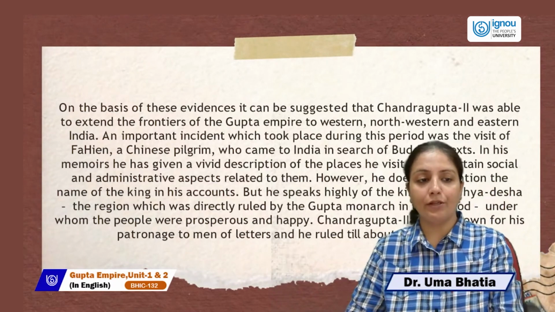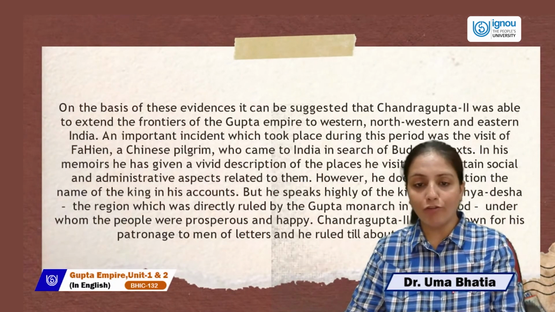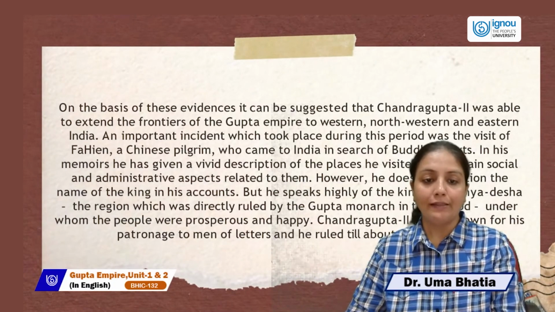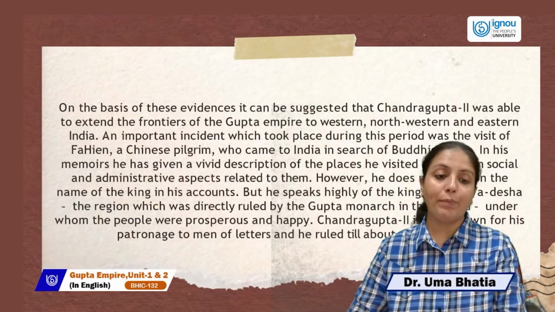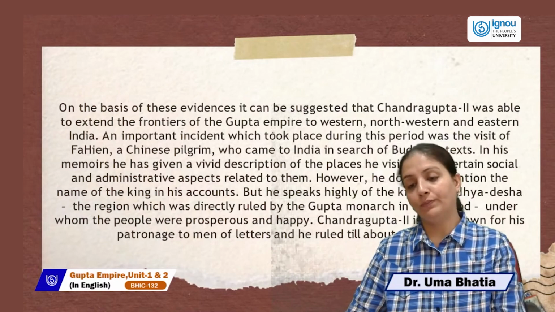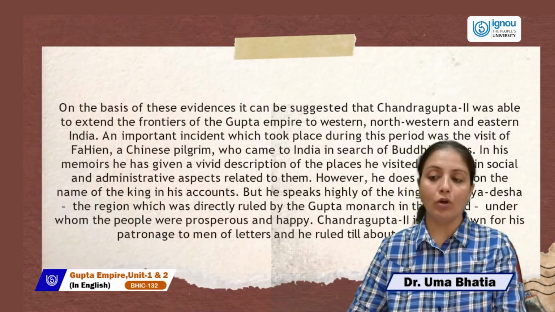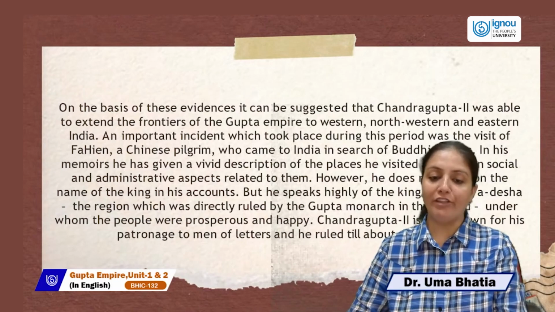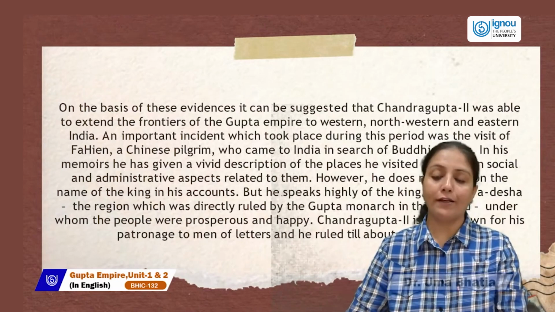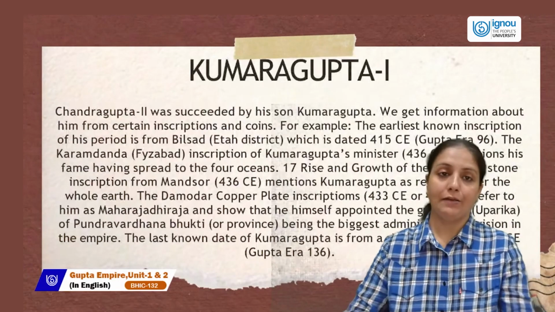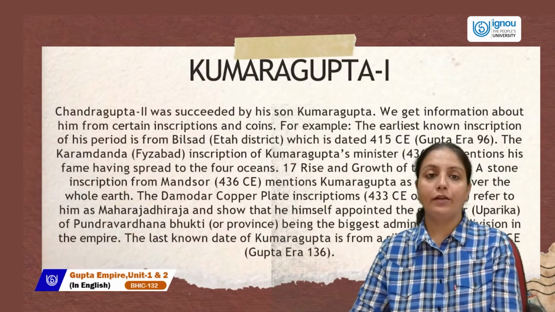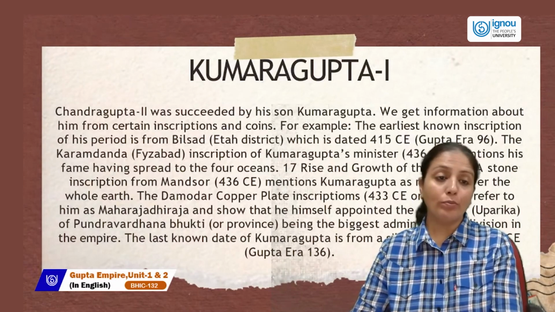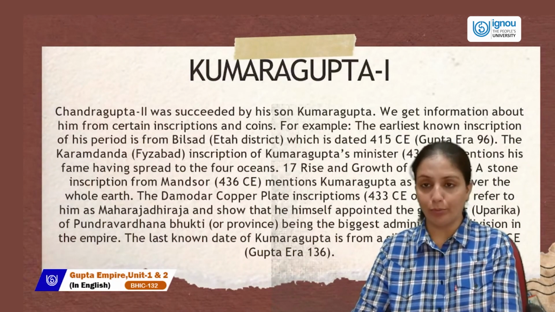However, he does not mention the name of the king in his accounts, but he speaks highly of the king of Madhya Desha, the region which was directly ruled by the Gupta monarch in this period, under whom the people were prosperous and happy. Chandragupta II was also known for his patronage to men of letters, and he ruled till about 415 to 416 CE. Chandragupta II was succeeded by his son Kumaragupta.